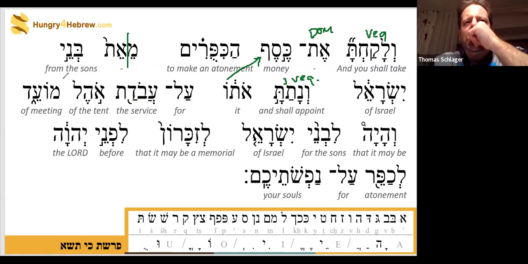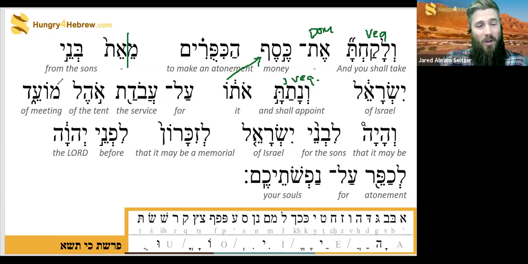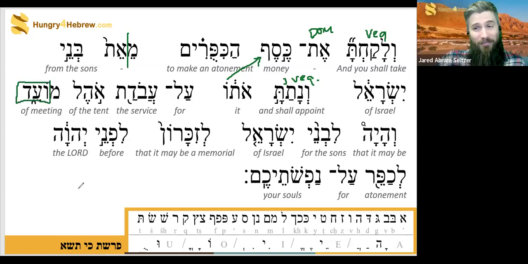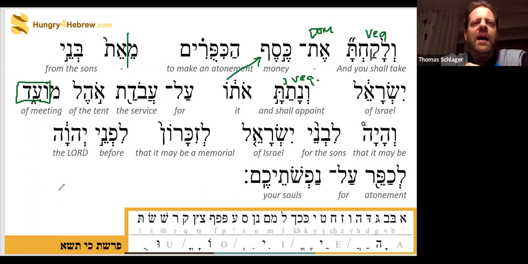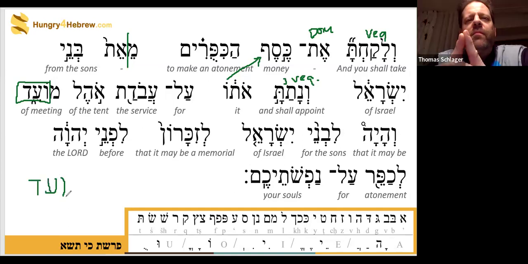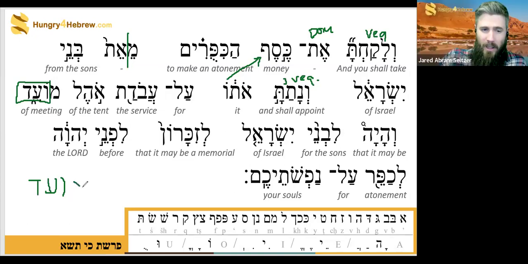Is it ma'ad? The mem is part of the structure of the word, without the vav. No, the vav is original. Yes, so the original root is vav ayin dalet, but whenever vav shows up at the beginning of a word, Hebrew turned it into yod.